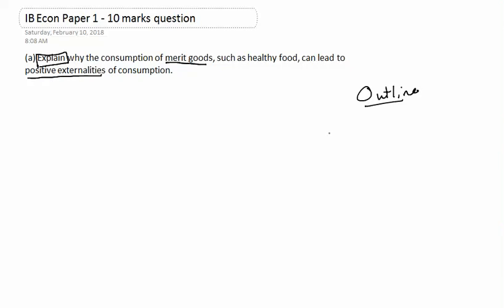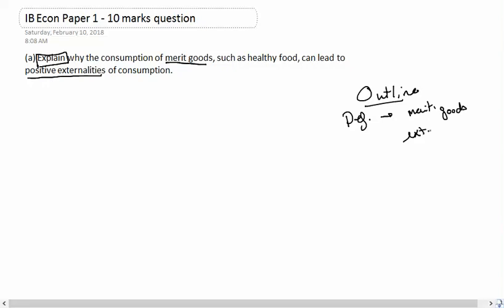So if the question was just asking about merit goods, you automatically define externality. If the question is asking about market failure, you automatically define externality. But in this case, our definitions are merit goods and, let me write that down, and externalities.